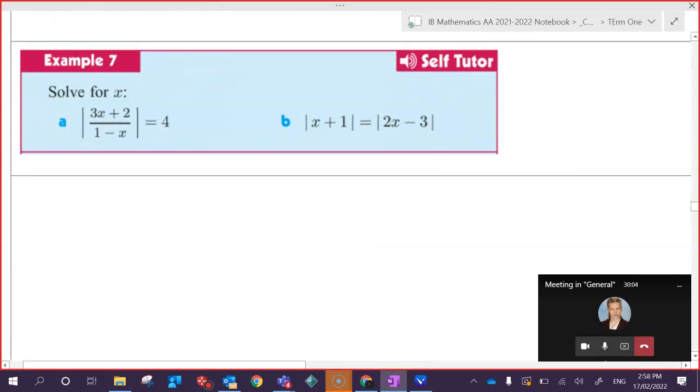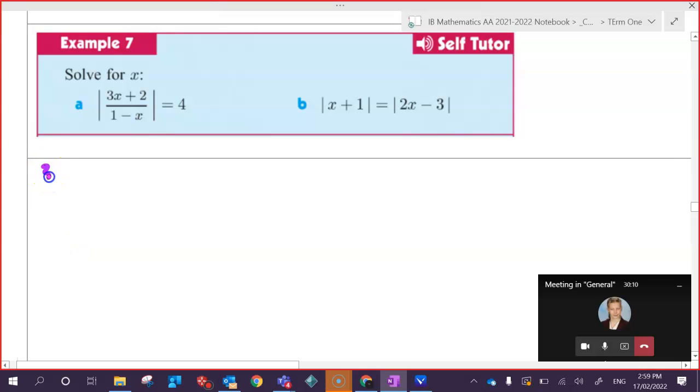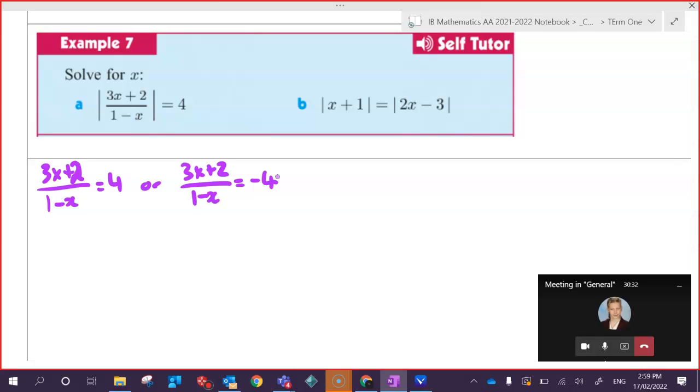When I have these fractional ones, it's really no different. I can still do the same thing. What am I going to do for the first one? 3x plus 2 over 1 minus x equals 4. Or, I said plus 2 and wrote plus 1. 3x plus 2 over 1 minus x could equal negative 4. I can go ahead and solve these now. So these ones are not too bad, right?